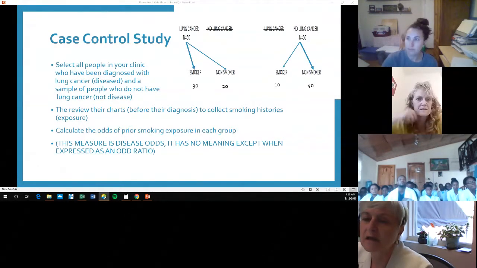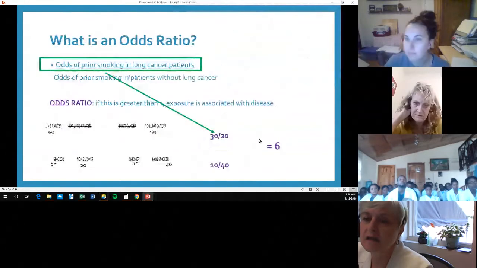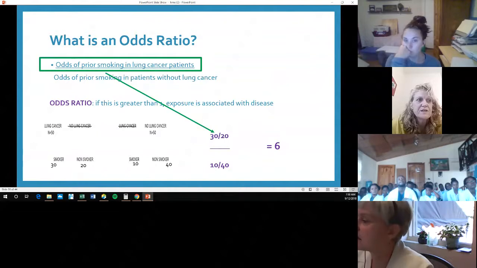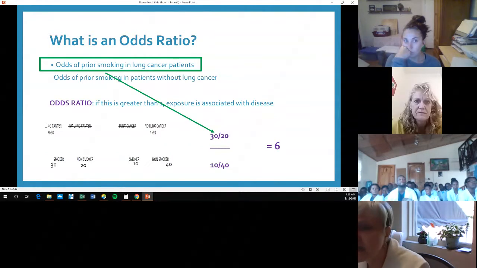Okay. The next slide, please. So again, to calculate an odds ratio, you have the odds of prior smoking in lung cancer patients divided by the odds of prior smoking in non-lung cancer patients.